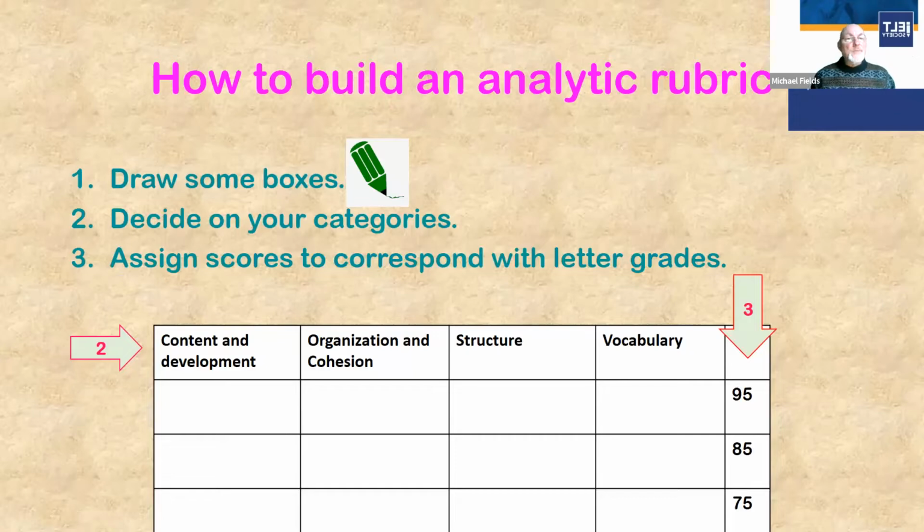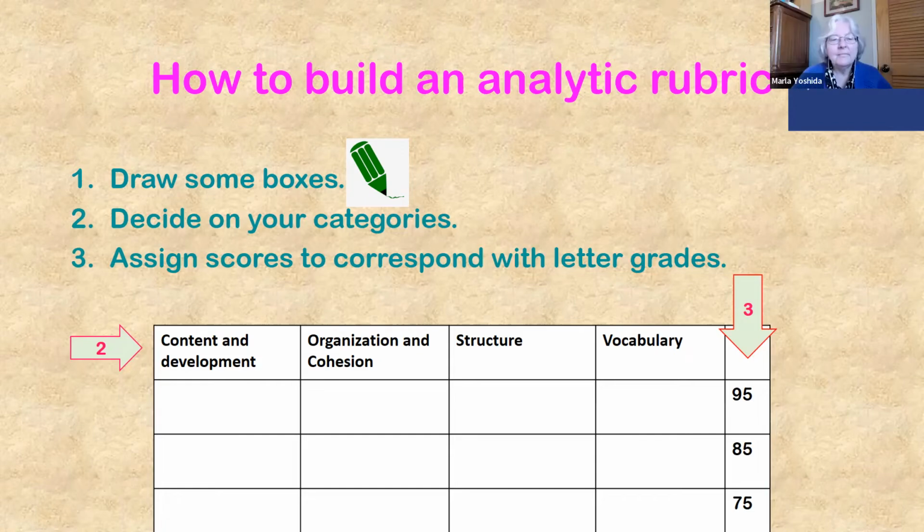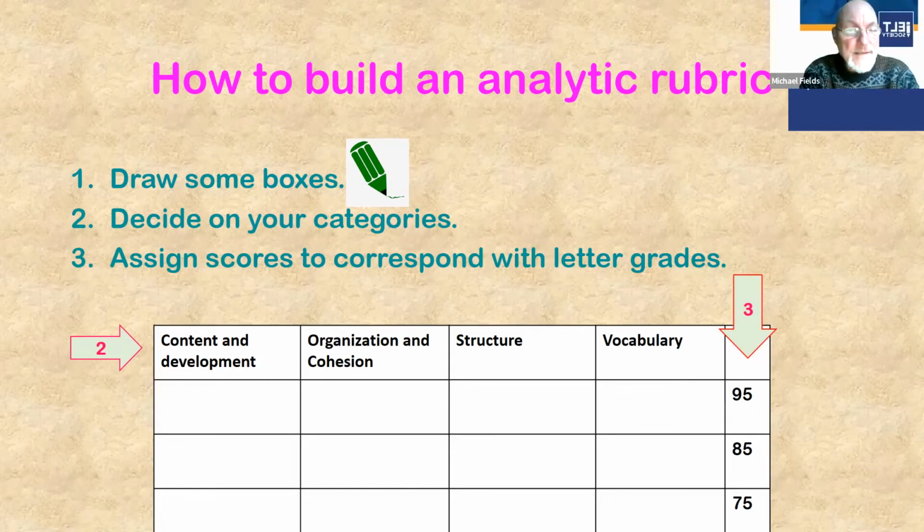Okay, so let's talk about, some of you said, well, I feel good using rubrics. I don't really feel so good designing one. Let's talk about how to build your own analytic rubric. And the first thing is that you need to get out a pencil and draw some boxes. That's where we're going to get started. So if we see on my PowerPoint here, I've got a bunch of boxes. And the second thing I'm going to do is decide on my categories. And I'm going to go back to those Cambridge ELT categories. This is a writing rubric. So I'm going to talk about content and development, organization and cohesion, structure, vocabulary.